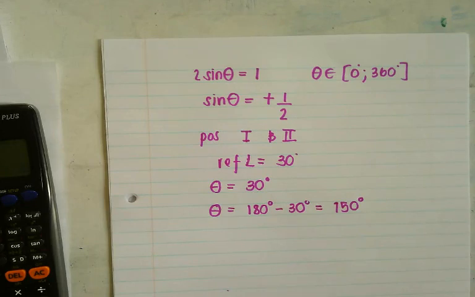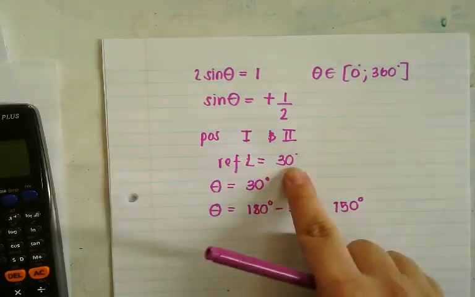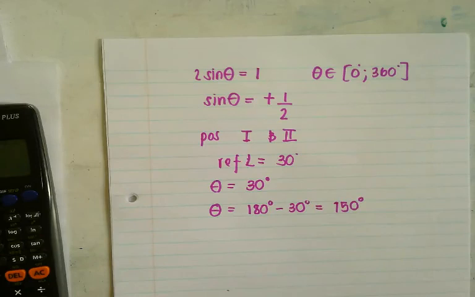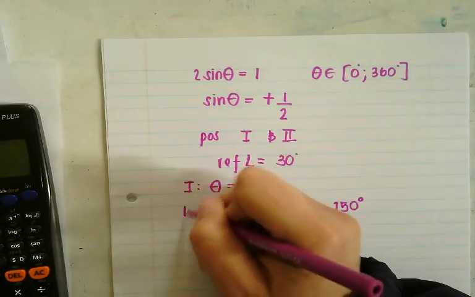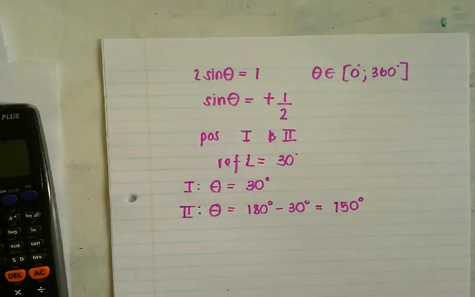Is sine positive or negative? Which quadrants is it positive in? 1 and 2. What is my reduction for quadrant 1? It's just theta. What is my reduction for quadrant 2? 180 minus theta. So your answer should look like that. Positive in quadrant 1 and 2. The reference is 30. Quadrant 1 is just 30. And therefore quadrant 2 is 180 minus 30, 150 degrees.